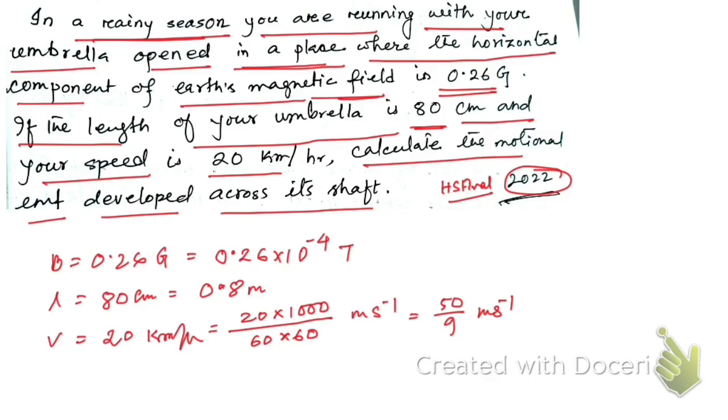So now the motional EMF, we know that the motional EMF is given by E is equal to BLV. Hope you know this. Motional EMF.